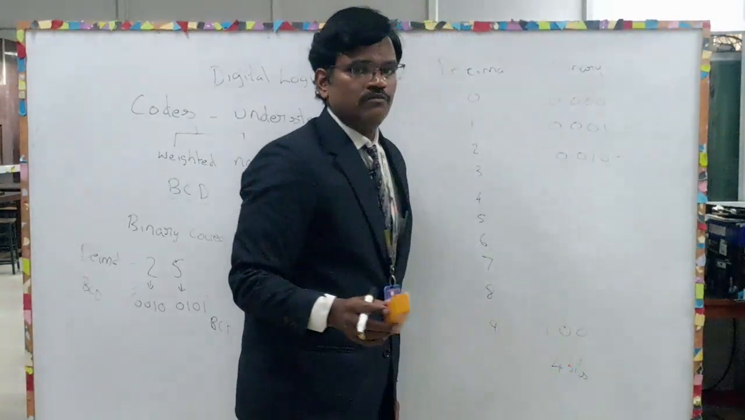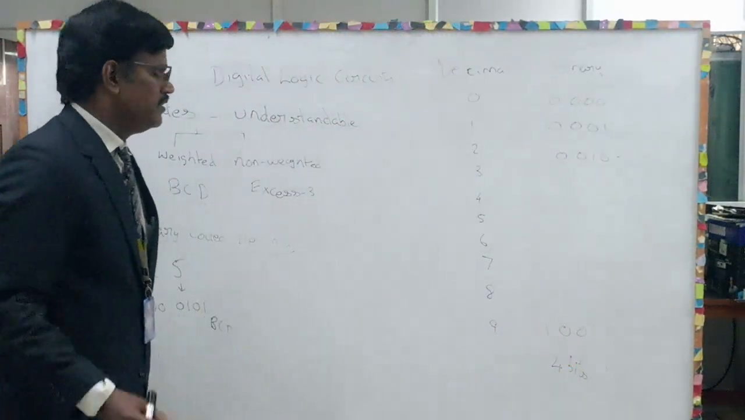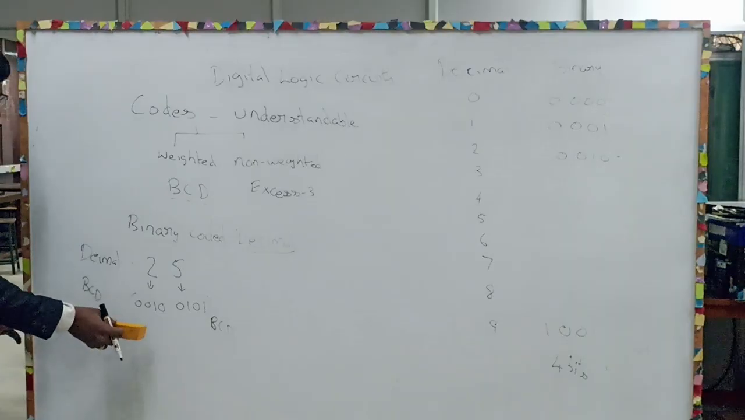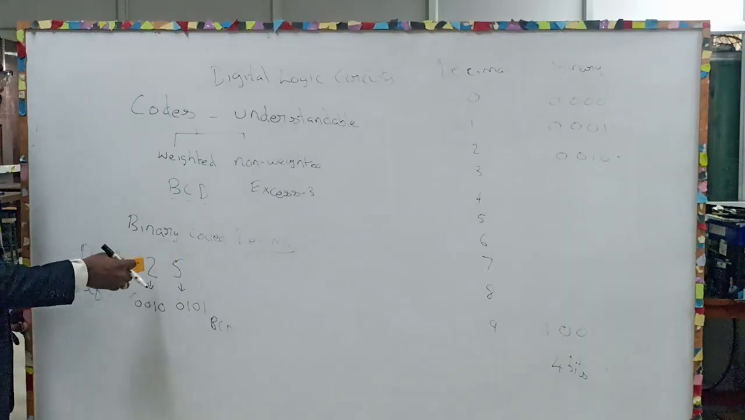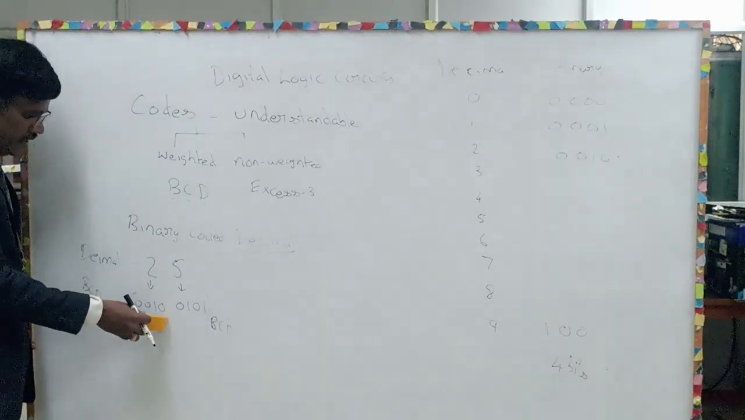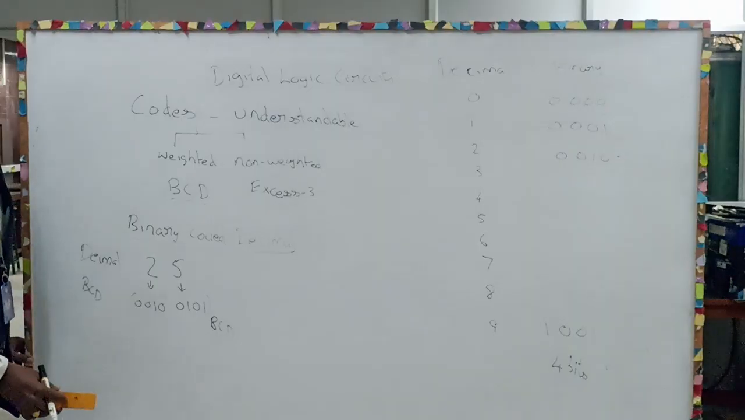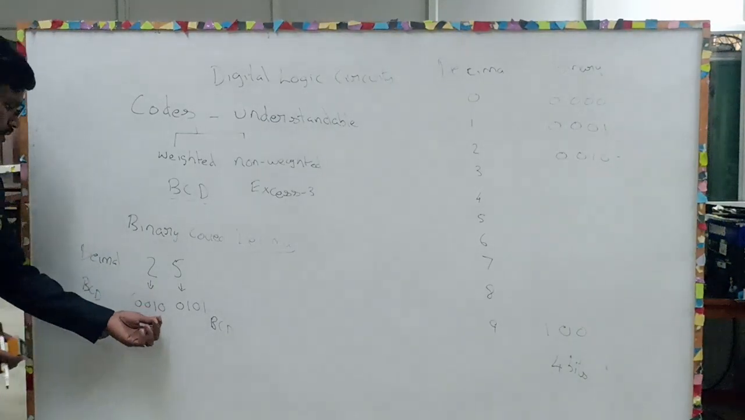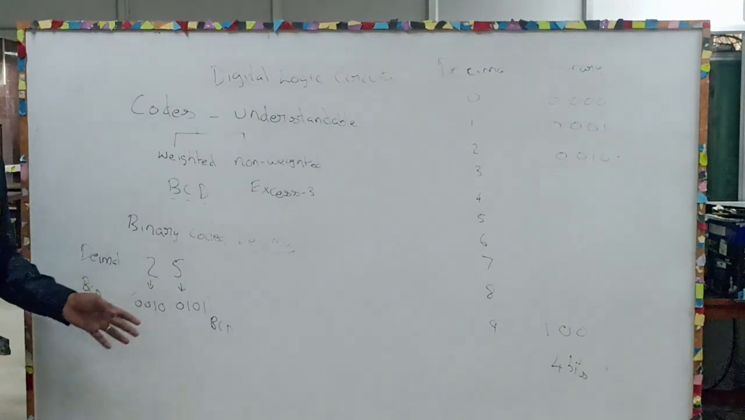And this is a weighted code based on these 4 bits. So, for each and every digit of a decimal value, we are trying to get a 4-bit equivalent, and that is going to be your BCD value.